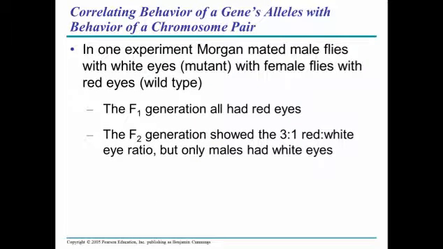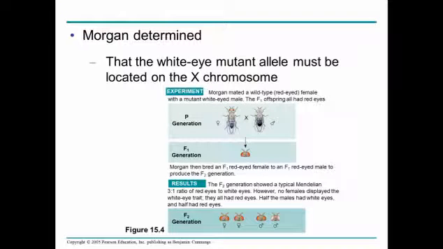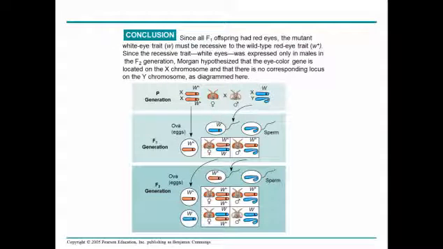He took a P generation and mated mutant white-eyed males with female red-eyed flies, and all the F1s had red eyes. So red eyes must be dominant to white eyes. But then he crossed the F1s, and it showed a 3-to-1 red to white. But this time, unlike what Mendel predicted, only the males had white eyes. When he performed these crosses, this enabled him to identify that this was a sex-linked trait, and thus the gene was on the X chromosome.